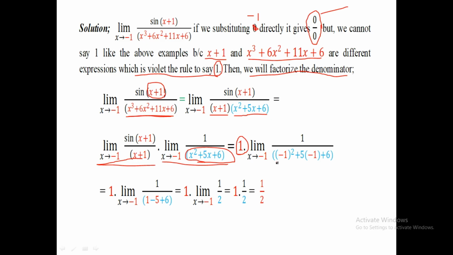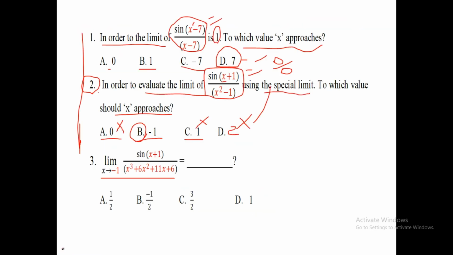So I substitute minus 1 for the value of x. It gives us finally 1 times 1 over 2. The final answer is 1 over 2. So our answer is A.